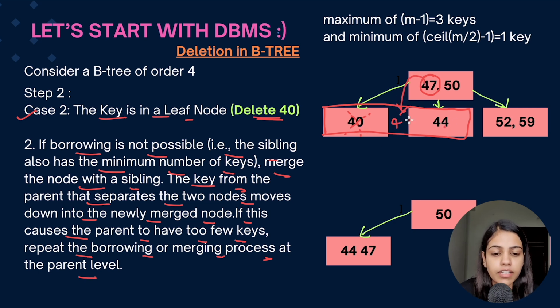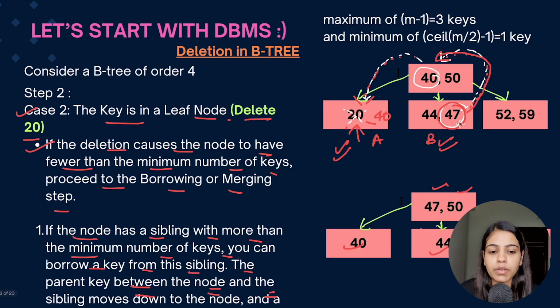So it will be 40, 47 and 44, and then we can go ahead and delete 40. So what happens is we merge the node with the sibling. The key from the parent that separates the two nodes moves down into the newly merged node. So it will be 50, 44, 47, since we need to store our data in a sorted manner, and here it will be 52 and 59. So this is how merging happens when the sibling doesn't have more than the minimum number of keys, and this is how borrowing happens when the sibling has more than the minimum number of keys.